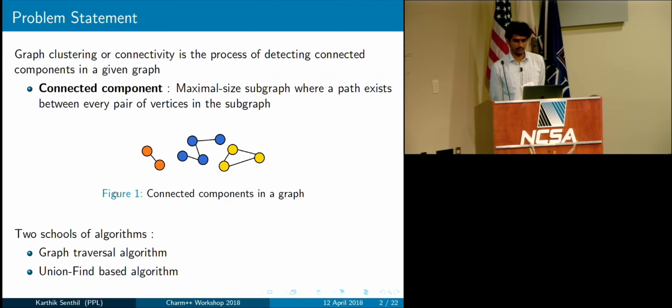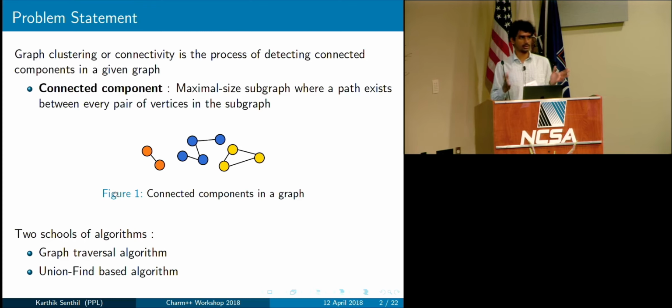Graph clustering or connectivity is the process of detecting connected components in your given graph. A connected component is basically defined as the maximal size subgraph where every pair of vertices are connected by a path. An example is shown in the figure above. This algorithm is at the cornerstone of various science and engineering applications.